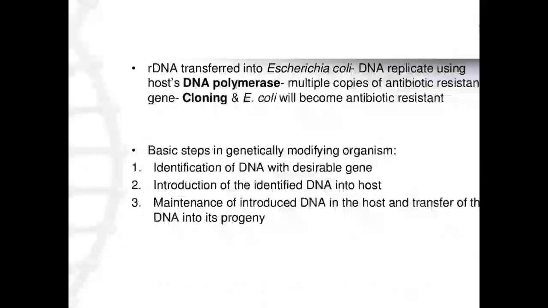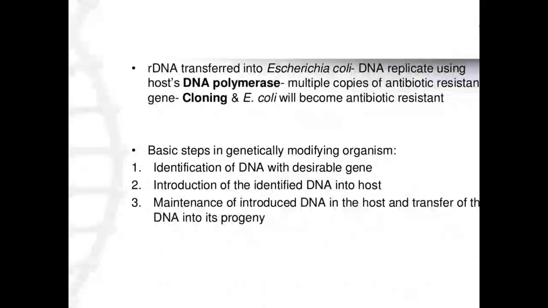And this recombinant DNA is now going to be transferred into E. coli. Actually, E. coli, or Escherichia coli, is a very commonly used bacterial cell as a host for replication. This DNA now replicates by using the host DNA polymerase enzyme, and after going through multiple steps, multiple copies of the antibiotic resistant gene are formed, and the cloned E. coli will also become antibiotic resistant.